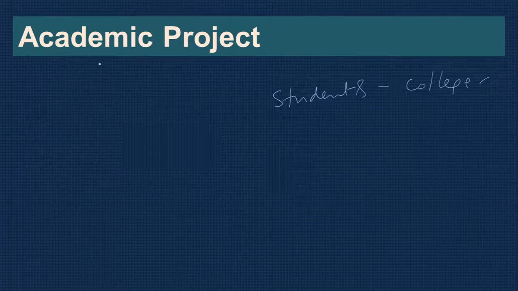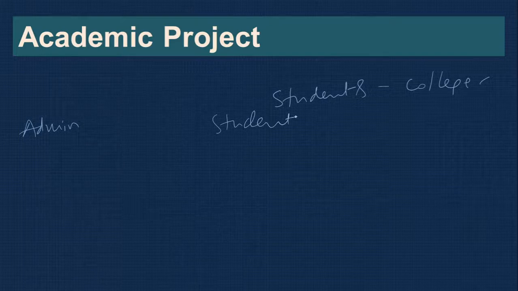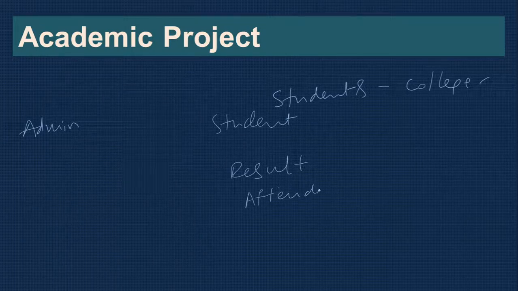As a college management system, you have to provide an admin section as well as a student section. Students want to get their results, so there should be a result page here, and you can also show them their attendance. These are the two main things.